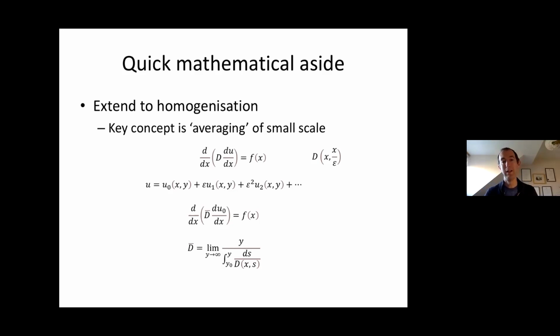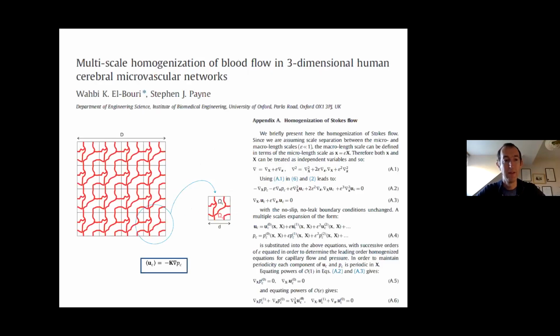So all the little local variations and bits and pieces that happen at the capillary level get averaged out. And so essentially homogenization allows us to average out all of this behavior in a mathematically rigorous way. And we'll see how that works as we progress.